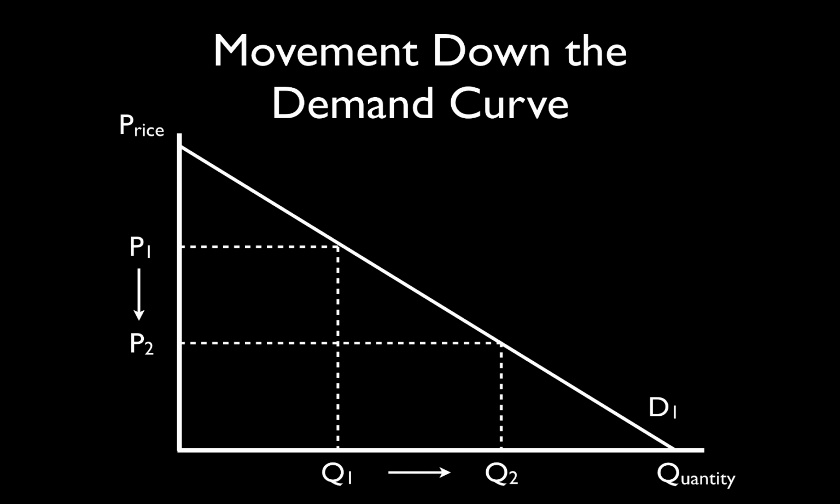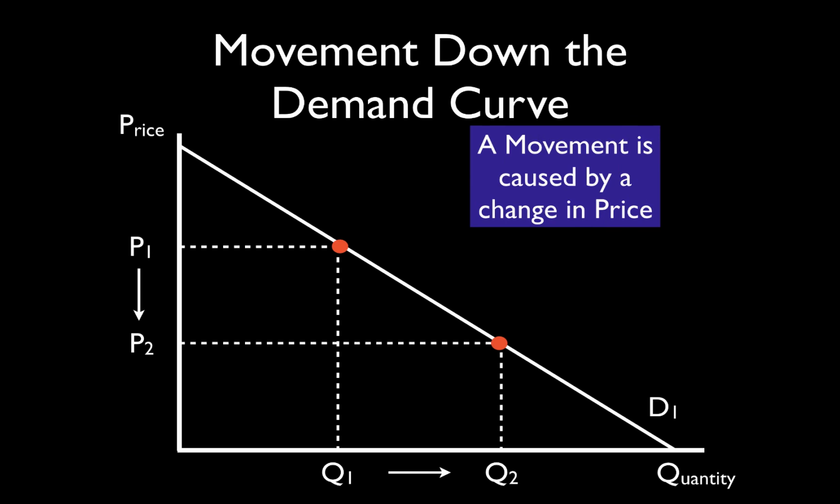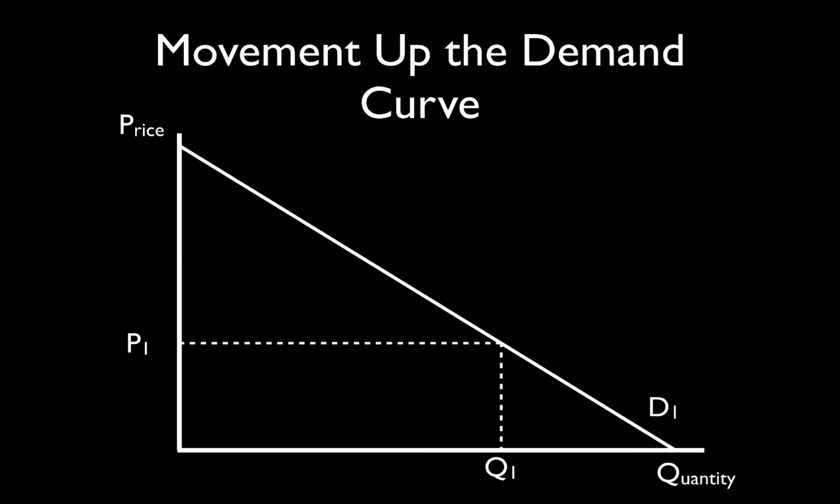But what has happened? Has the demand curve itself changed? No, it has not. We have moved down the existing demand curve because the price has changed. Hence, we've moved down the demand curve, so it's called a movement. A movement is only ever caused by a change in the selling price of the good itself. Ceteris paribus, everything else remained equal. The demand curve itself has not changed. We have moved along the existing demand curve from here down to here. That's a movement down the demand curve.